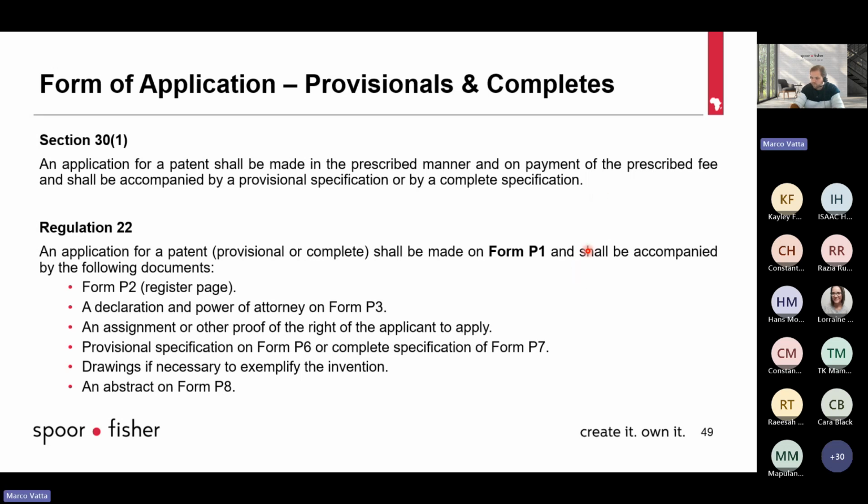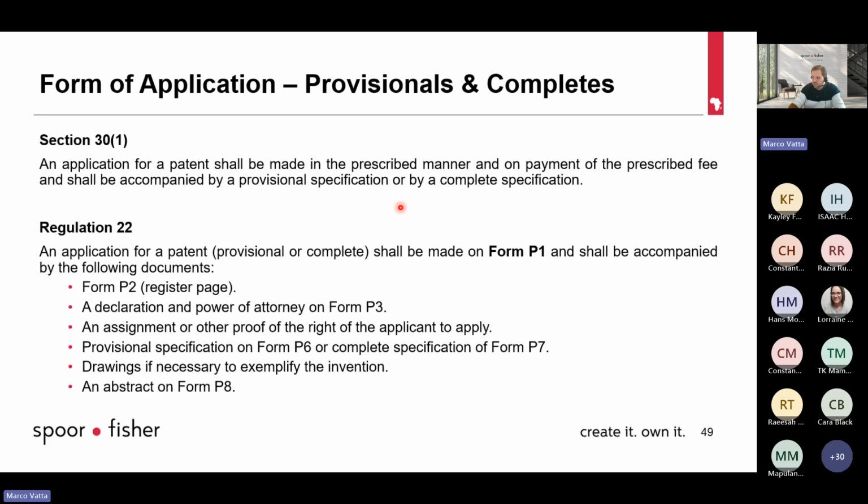Okay, then if we move on to the form of the application relating to provisionals and complete applications, this is probably the most boring part of the next 2 days' workshops. Section 31 says that an application for patent shall be made in the prescribed manner and on payment of the prescribed fee, and shall be accompanied by a provisional specification or by a complete specification.